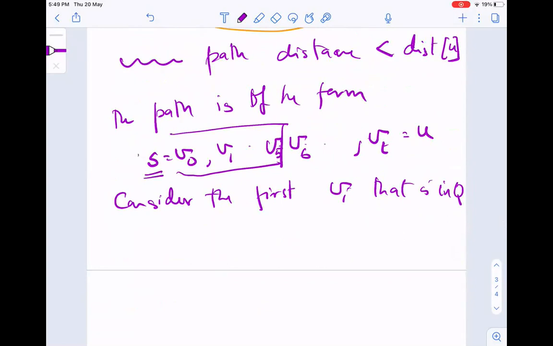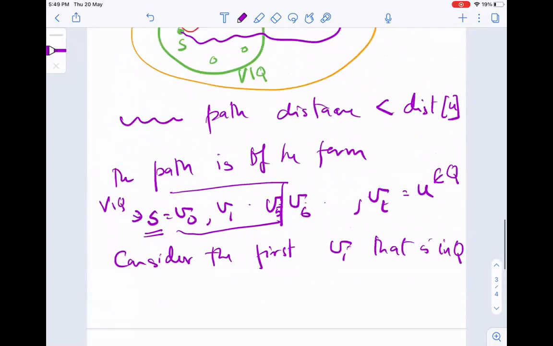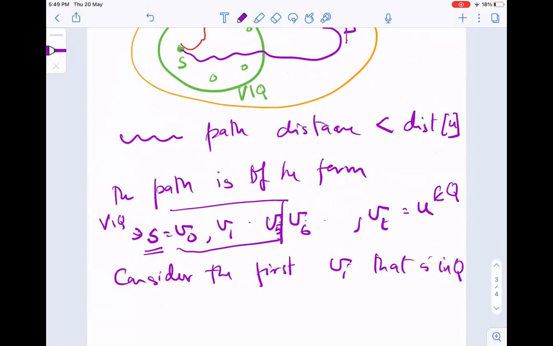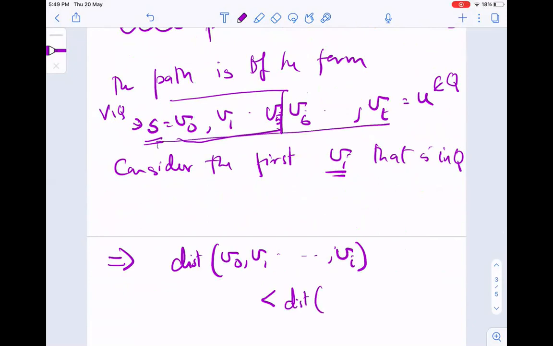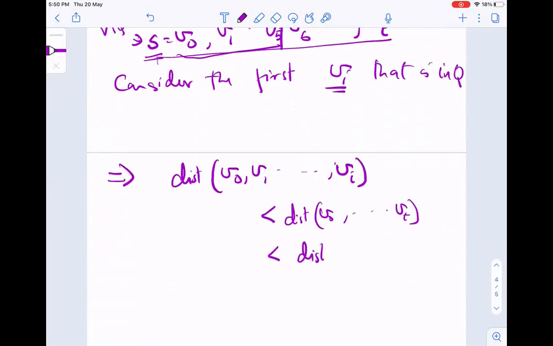Why? Because S is in V minus Q and U is in Q at that time. So I'm going from V minus Q to Q. And you're saying there is a path that crosses V5 to V6 and reaches U, and this distance is less. What does that mean? The distance of the path V0, V1 till Vi is strictly less than the distance of the whole path V0 to Vt, which I know is less than dist of U.